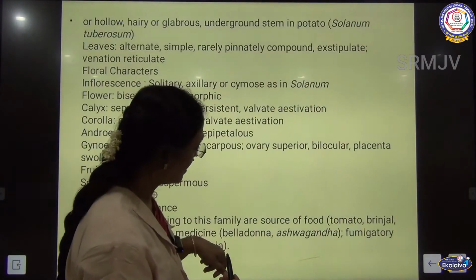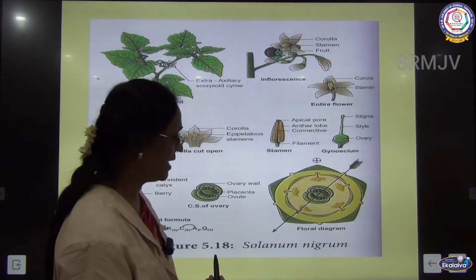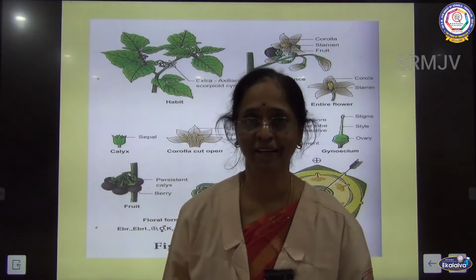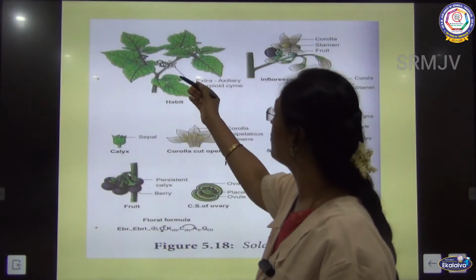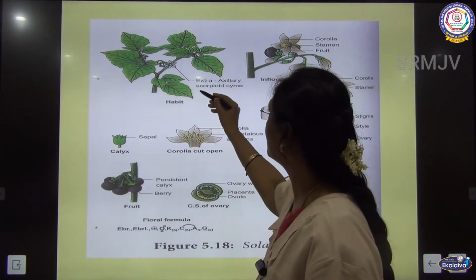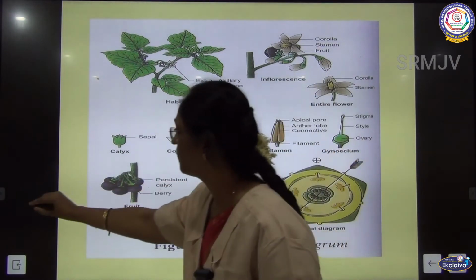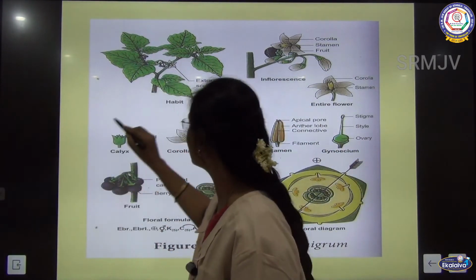And we will see another example of the same family, that is Solanum nigrum, which is called as black nightshade, or Manathakali you will call it as. So, you will find the habit, and this is the extra-axillary scorpioid cyme, the inflorescence.